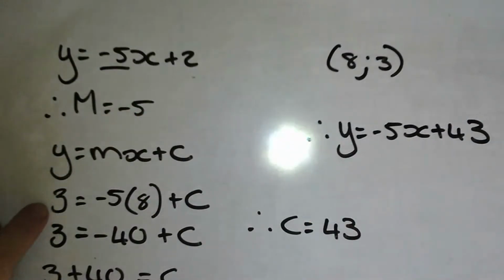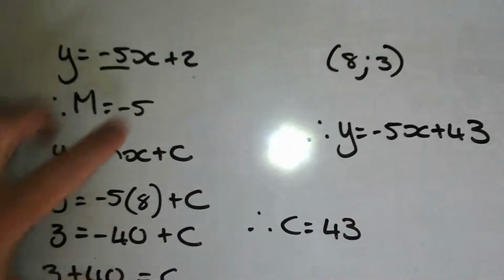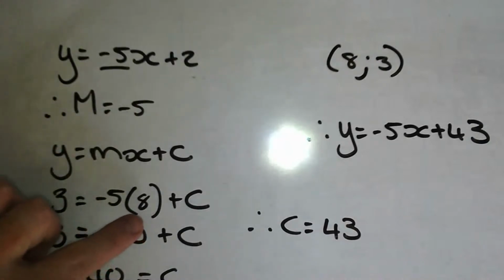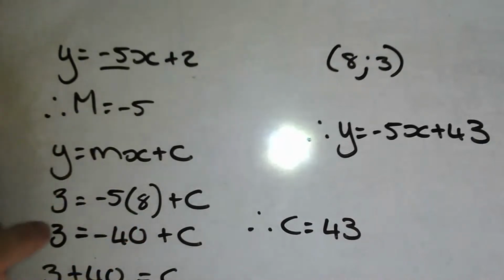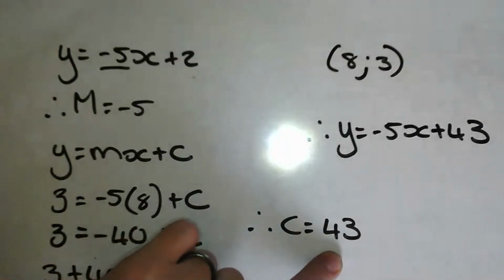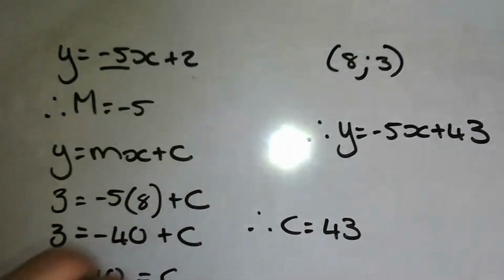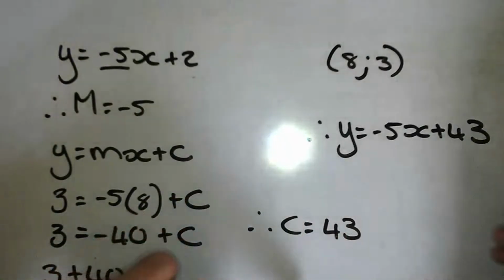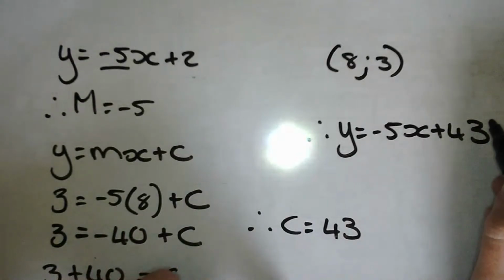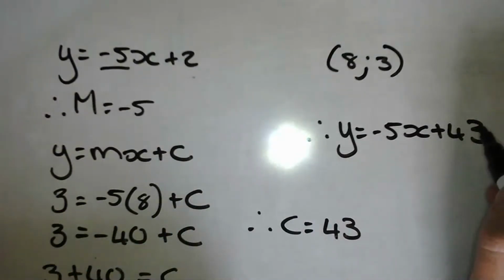I go and substitute for y. Gradient obviously is negative 5. Substitute for x. Calculate and find the value for c. Then c would then become my new y-intercept for the second equation.